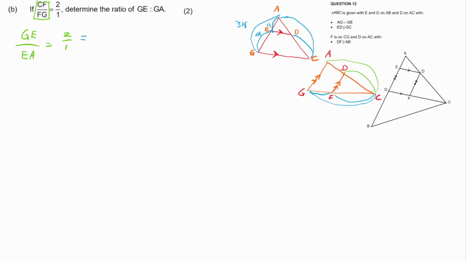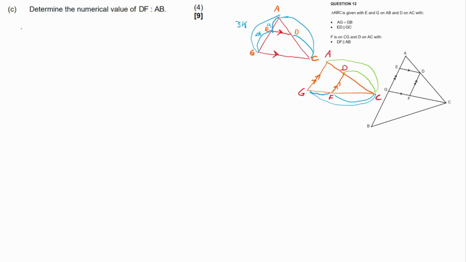So I know that GE over GA is equal to GE is 2k and GA is 3k. So that is just 2 over 3. So the ratio of GE to GA, therefore, GE to GA is in the ratio of 2 to 3.